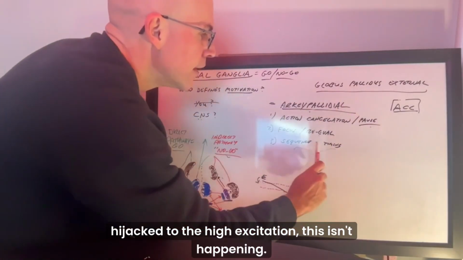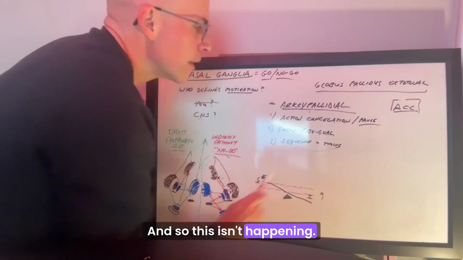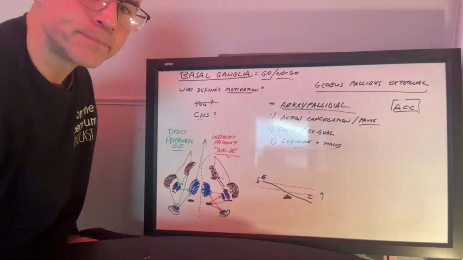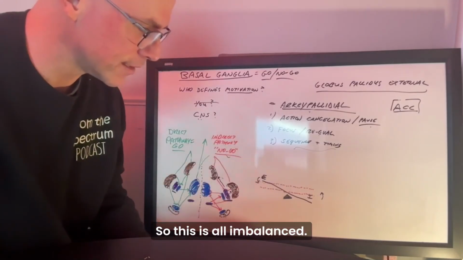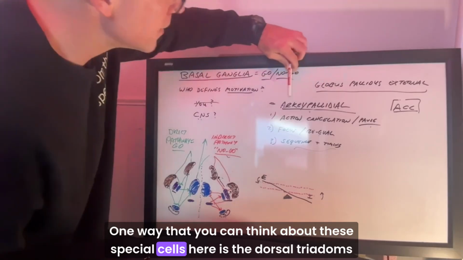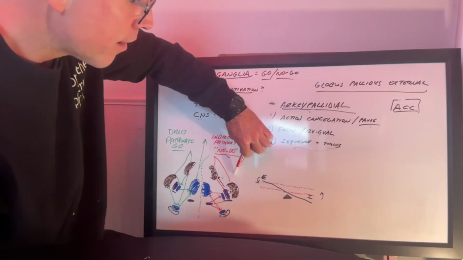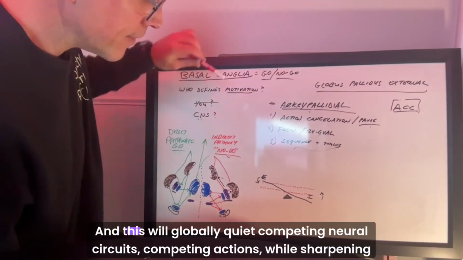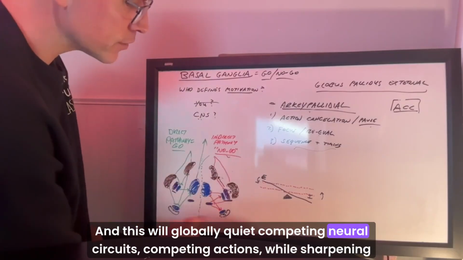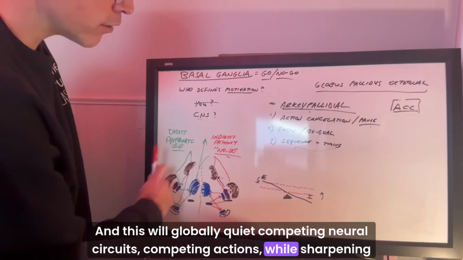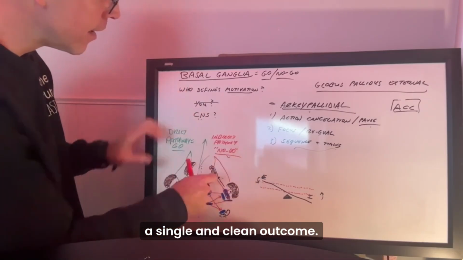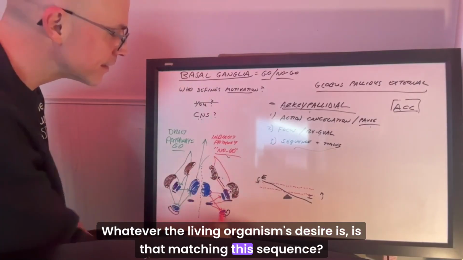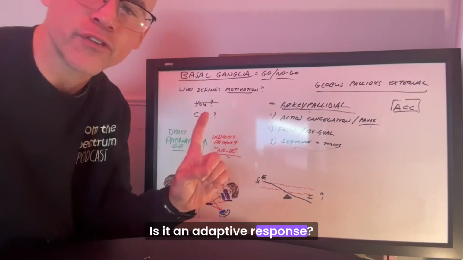This isn't happening. This isn't happening. And so this isn't happening. Remember, this is a large input to the dorsal striatum. So this is all imbalanced. One way that you can think about these special cells here is the dorsal striatum's input area for pause and spotlight system. And this will globally quiet competing neural circuits, competing actions, while sharpening a single and clean outcome. Whatever the living organism's desire is that matching this sequence? Is it an adaptive response?